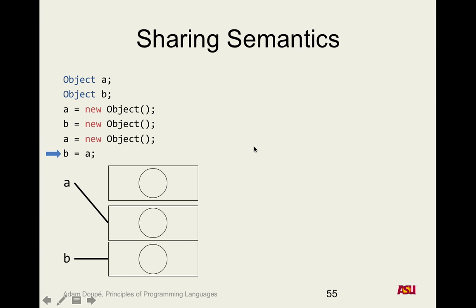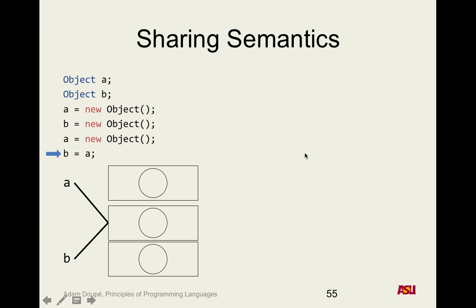Okay, then I get to B is equal to A. So before, when we had copy semantics, I would copy the value in A into the value of B. But now with sharing semantics, I'm going to change the binding of B to bind to whatever A is bound to. So now they're both bound to the same object. Any changes I make to A are going to change the same object when I access it through B. And so now I have two pieces of garbage, right? Object 1 and object 3.